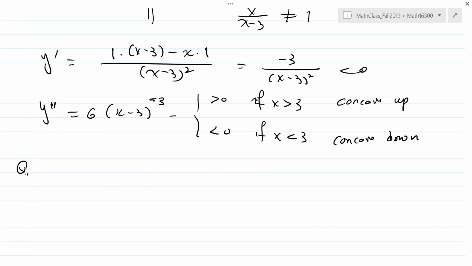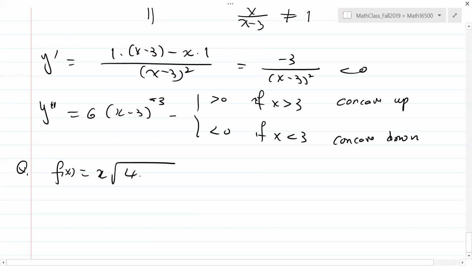So the next problem, let's do a similar problem. f of x equals x times the square root of 4 minus x squared, and sketch the graph. Just sketch the graph and find all the required information. So this is another function, sketch the graph.